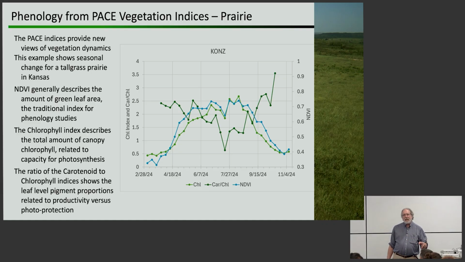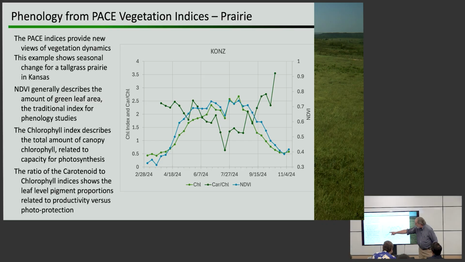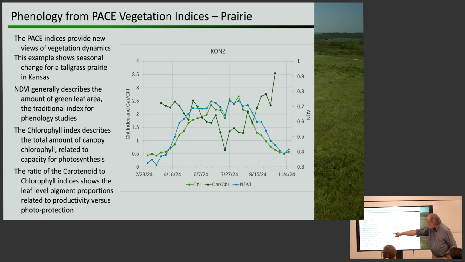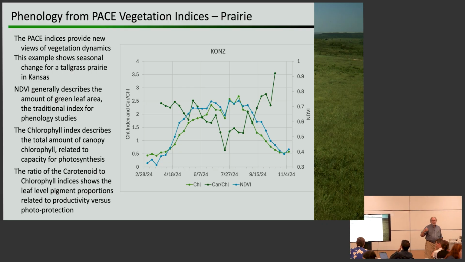And you can see I don't have a good way to do this, but you can see how the timing of the green up of the NDVI, this blue line, and then the green line is the chlorophyll index. And you can see that basically in terms of timing, the chlorophyll index is offset from the start of green up for NDVI. The same thing here in the fall during senescence, that the chlorophyll index, and the chlorophyll index, as I'll show you in a minute, is more closely related to productivity than NDVI is. And then finally, this third line that's kind of going in the opposite direction, that's the ratio of the carotenoid index to the chlorophyll index.